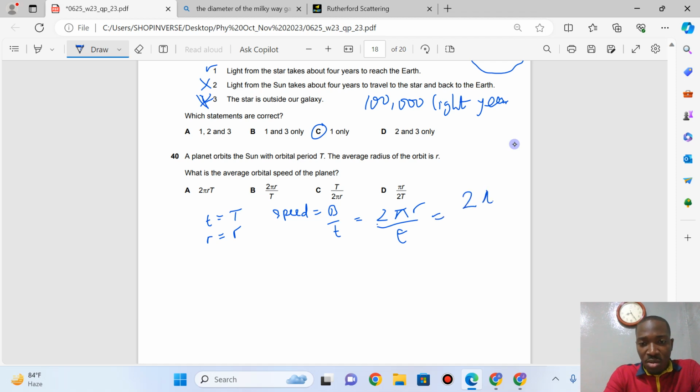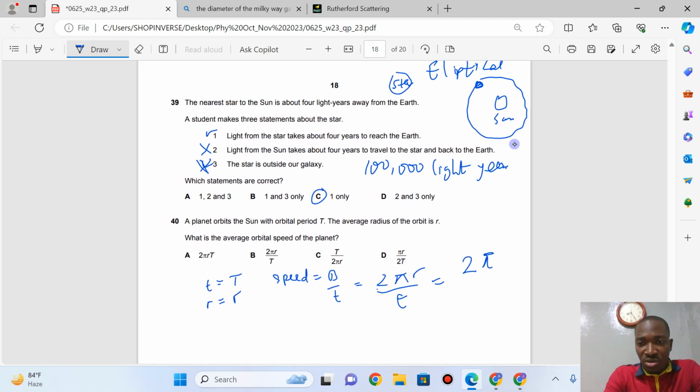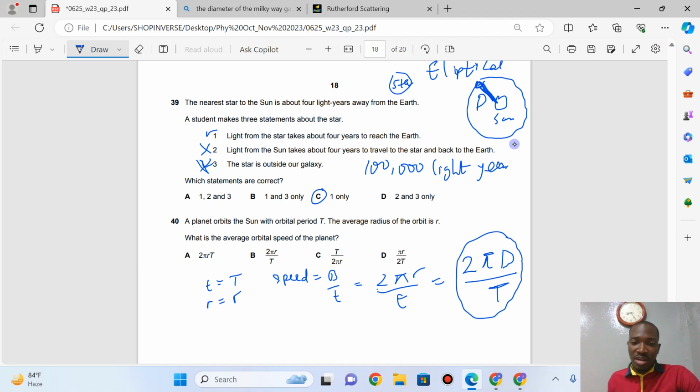So we have 2 pi r. What's the radius of this circular path? That's the distance between the planet and the sun. So we put d in place of radius, and we put period in place of time. So 2 pi d over T. Oh, sorry. You were told to take the radius as r, not d. So the radius is r, not d. 2 pi r over T. Where do you have 2 pi r over T? I think that's option B. There, 2 pi r over period.